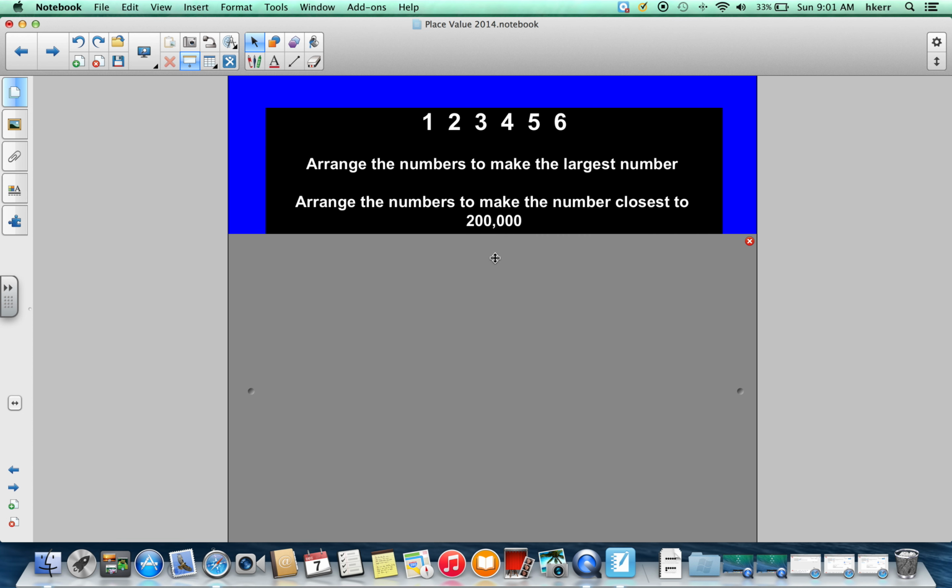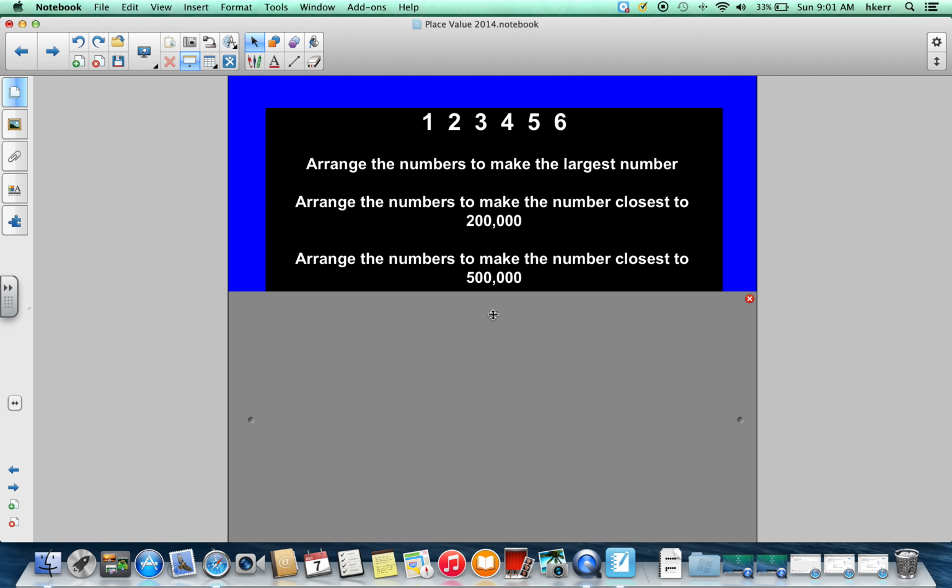So the idea is you're going to start with a 2 for 200,000, then you want it to be as small as possible to be close. So the answer is 213,456. This one closest to 500,000 is either going to be a low 500,000 number or a high 400,000. I think it's 512,346.